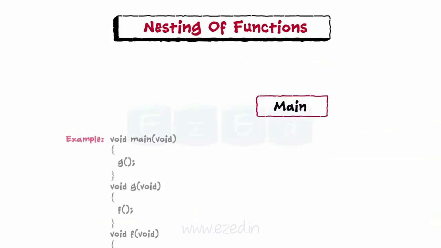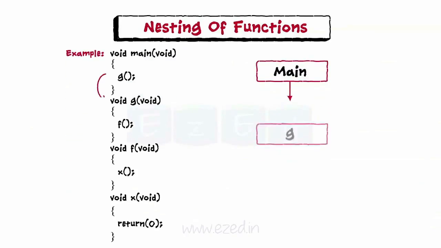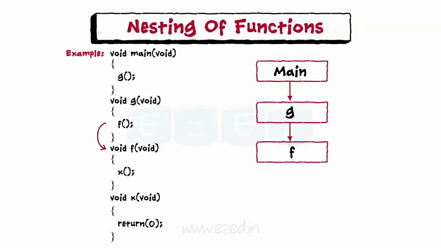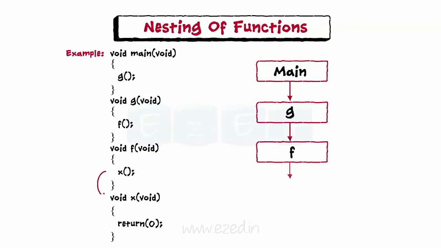Moving on to nesting of functions. C permits a function to call any other function, which then calls another function. This is known as nesting of functions. There is no practical limit as to how deeply the functions can be nested.